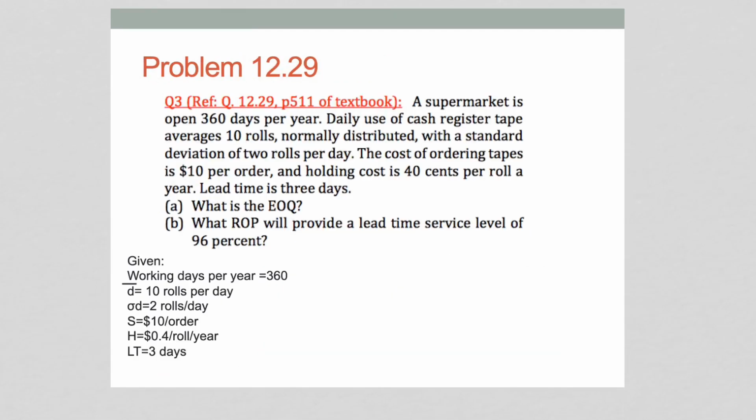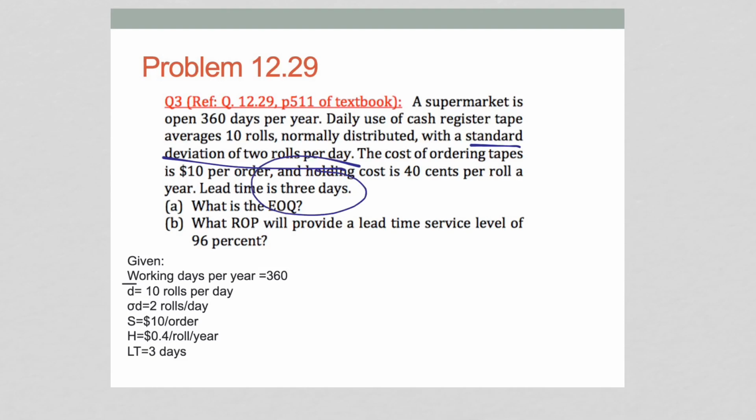So let's do an example. Look at it together. This is problem 1229. A supermarket is open 360 days per year, the number of working days per year. Daily use of cash register tape averages 10 rolls. So this is a daily demand, and it's 10 rolls. And look, it says normally distributed, which is kind of an indicator that it is a probabilistic model. Here's another, a standard deviation of 2 rolls per day. The cost of ordering tapes is $10 per order, and holding cost is 40 cents per roll. The lead time is 3 days.